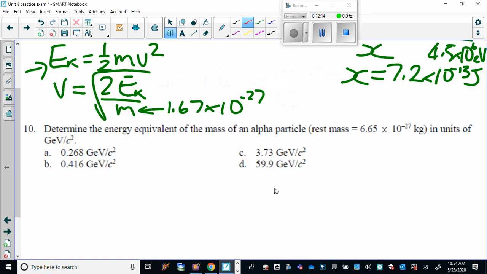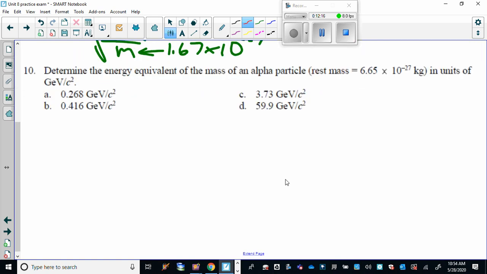but chances are it's going to be going pretty fast. Number 10, determine the energy equivalent of the mass of an alpha particle. The energy equivalent. So this is where we start with the formula E equals mc squared.